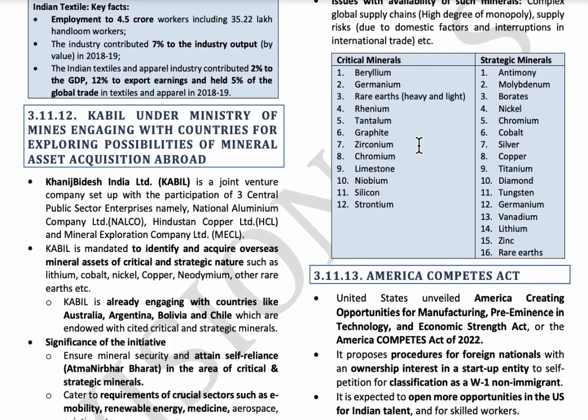The next topic is Kabil under Ministry of Mines engaging with countries for exploring possibilities of mineral asset acquisition abroad. So, Kabil is the Khanij Bidesh India Limited joint venture company. So, it identifies and acquires the minerals like cobalt, nickel, copper, neodymium and other rare metals, etc. So, this Kabil company is strategic in nature, and it is engaged with countries like Australia, Argentina, Bolivia, and Chile.